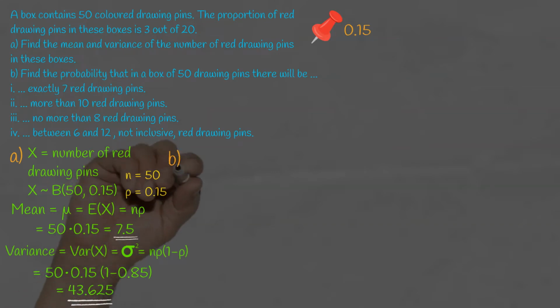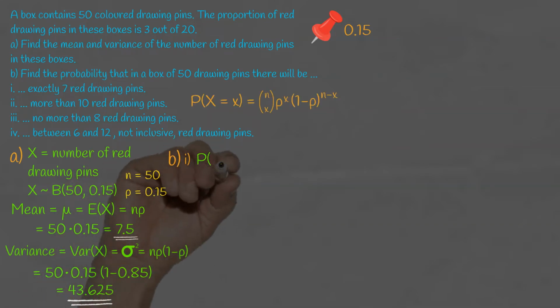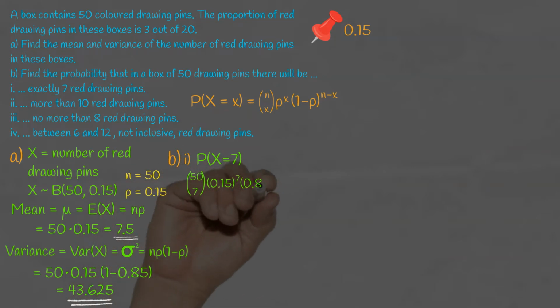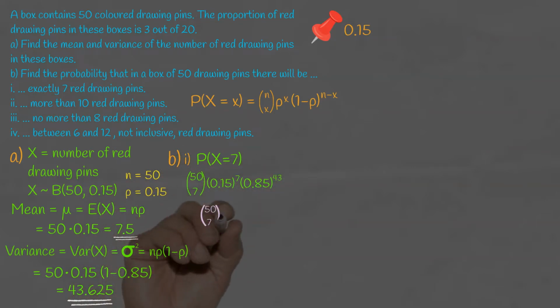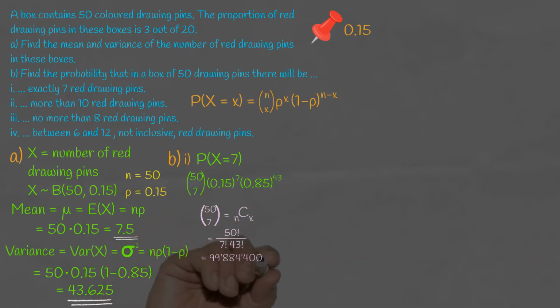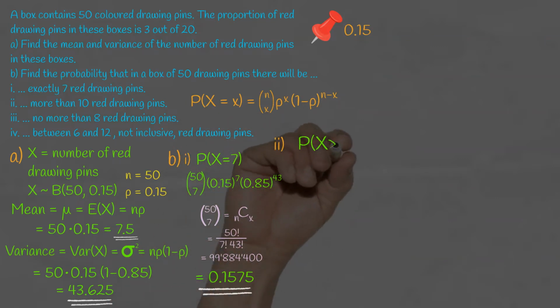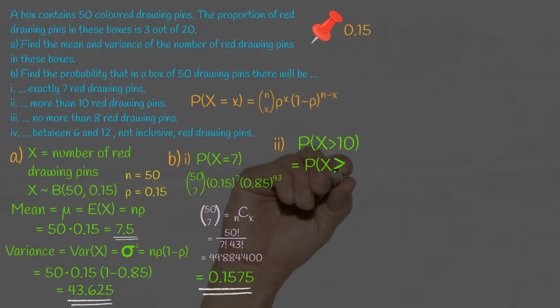Likewise, the variance as np times by 1 minus p comes out as 43.625. Next, we can use the binomial formula to work out the probability of choosing exactly 7 red drawing pins. Put the numbers into the equation like this, use the combinations formula to work out 50 choose 7, and if you put the numbers in the calculator correctly, we should get the answer 0.1575.